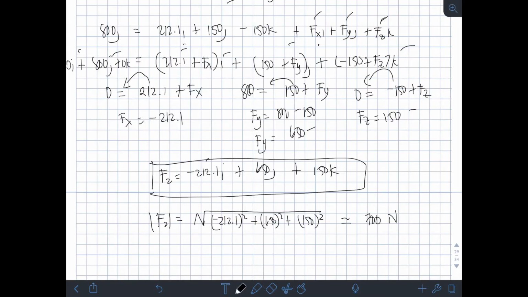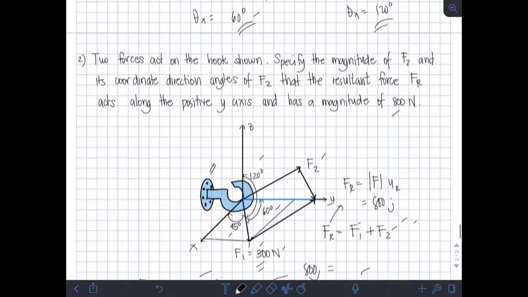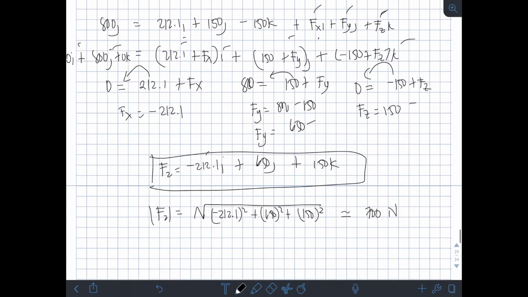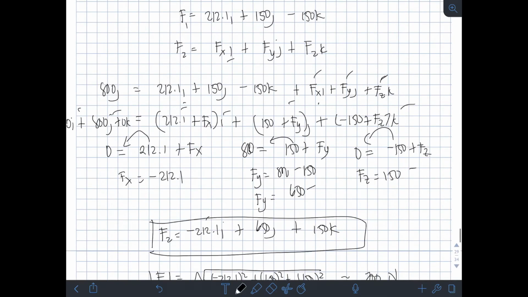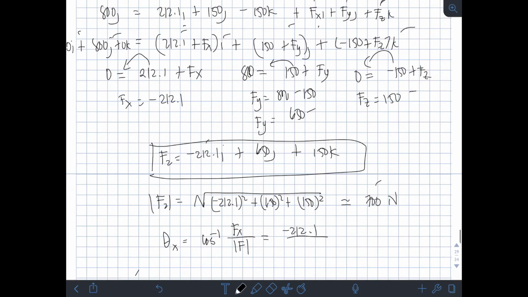Okay? Ano pang pinapahanap? Yung coordinate direction angles. Yung theta x, theta y, tsaka theta z. So, sige. So, theta x will be arc cosine ng fx over magnitude ni f, right? So, nakuha na natin yung fx. Negative 212.1 over ano yung magnitude ni f2. Given na nakuha natin is 700. So, arc cosine nito will be, using calculator, 108 degrees. So, take note, dahil negative yung arc cosine natin, more than 90 degrees siya, kaya 108 degrees.